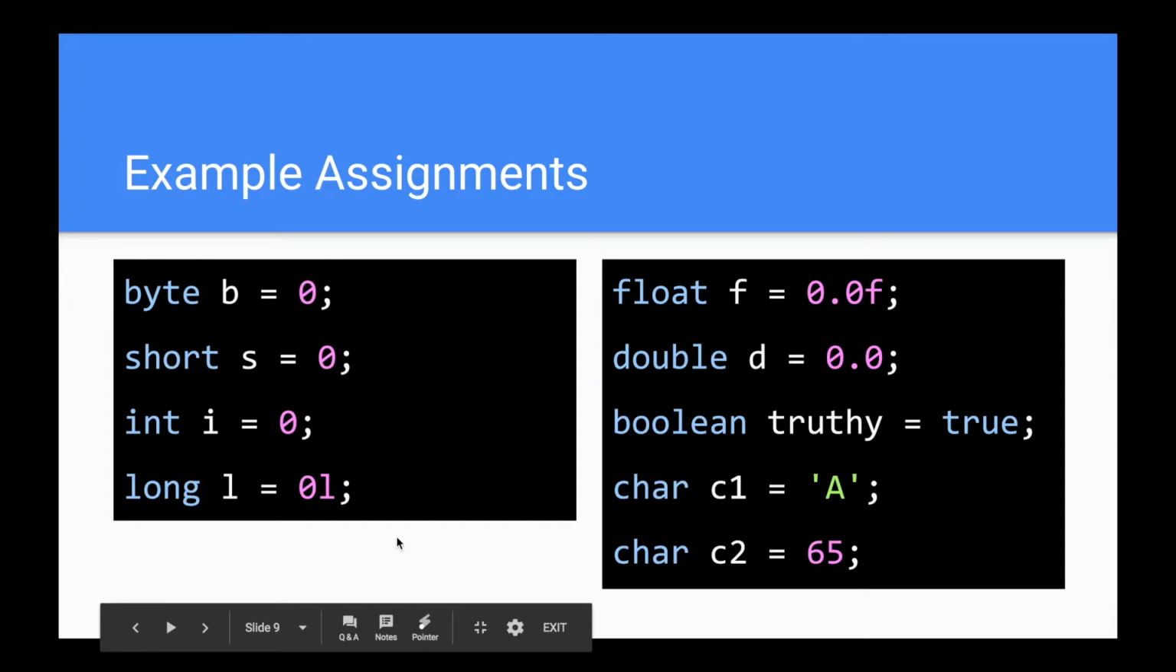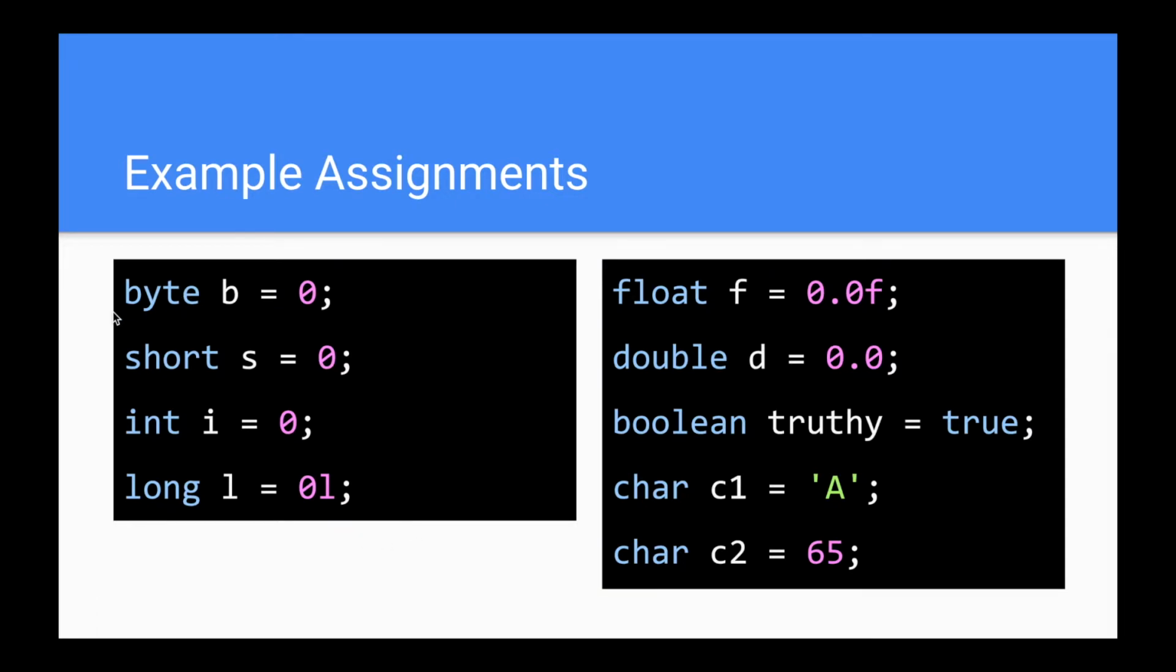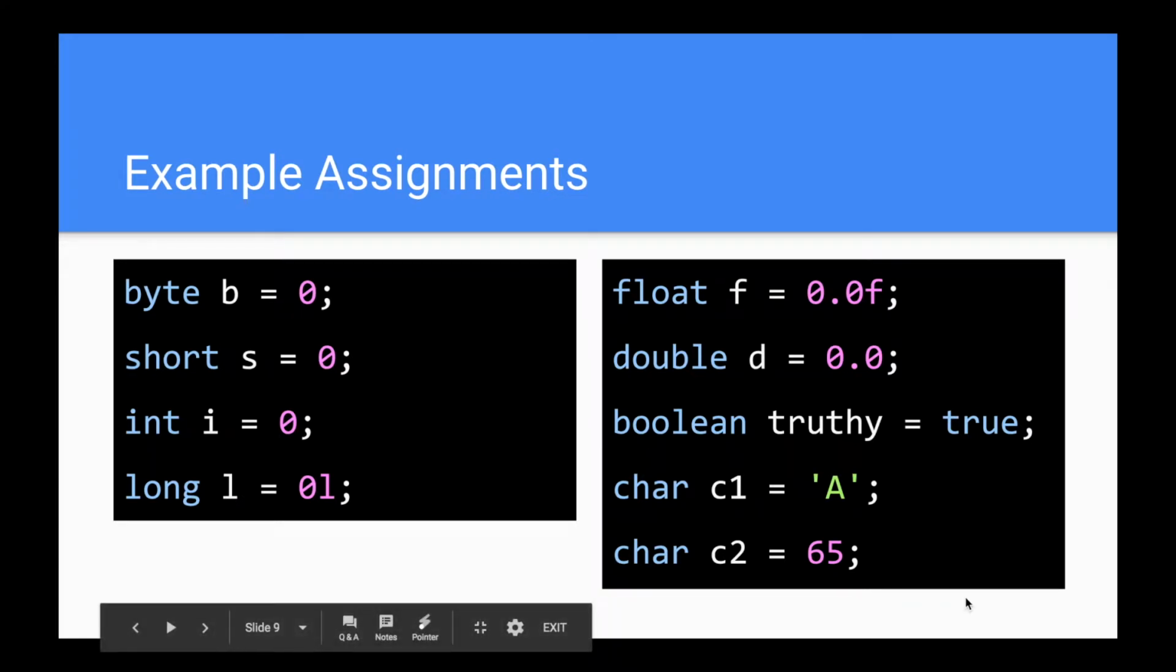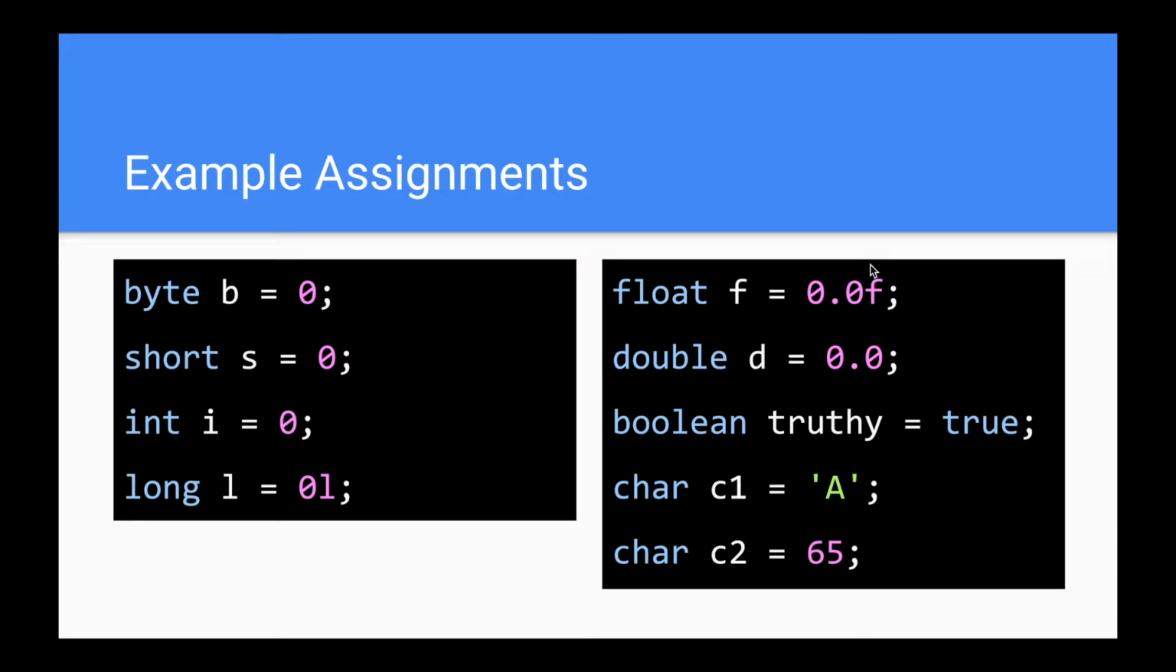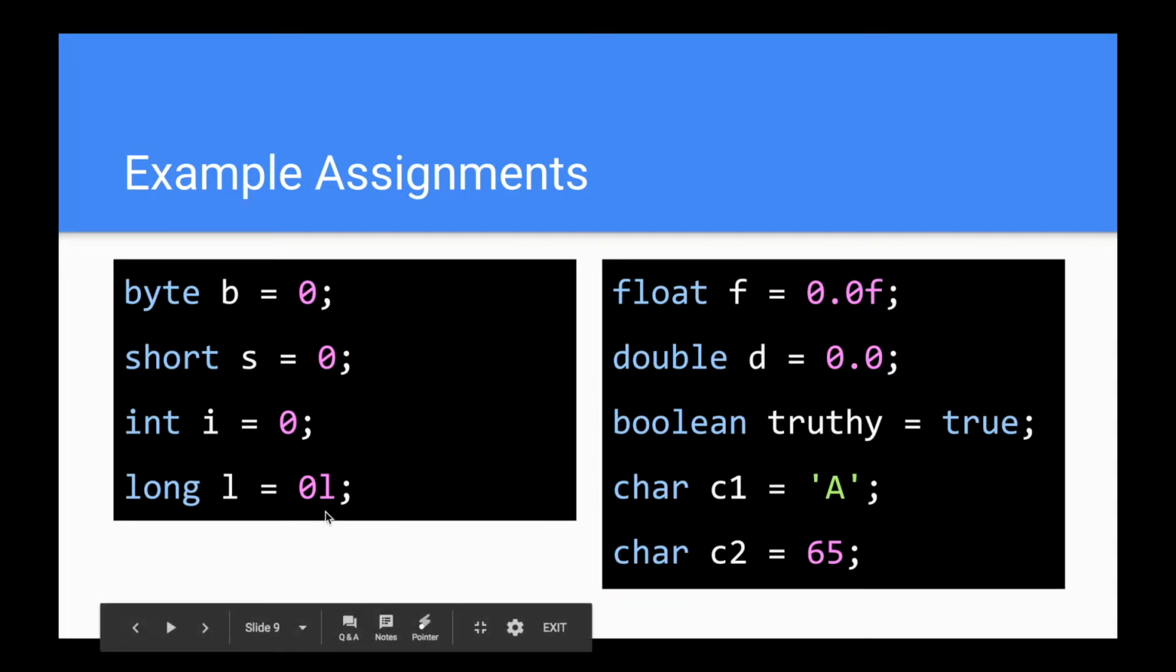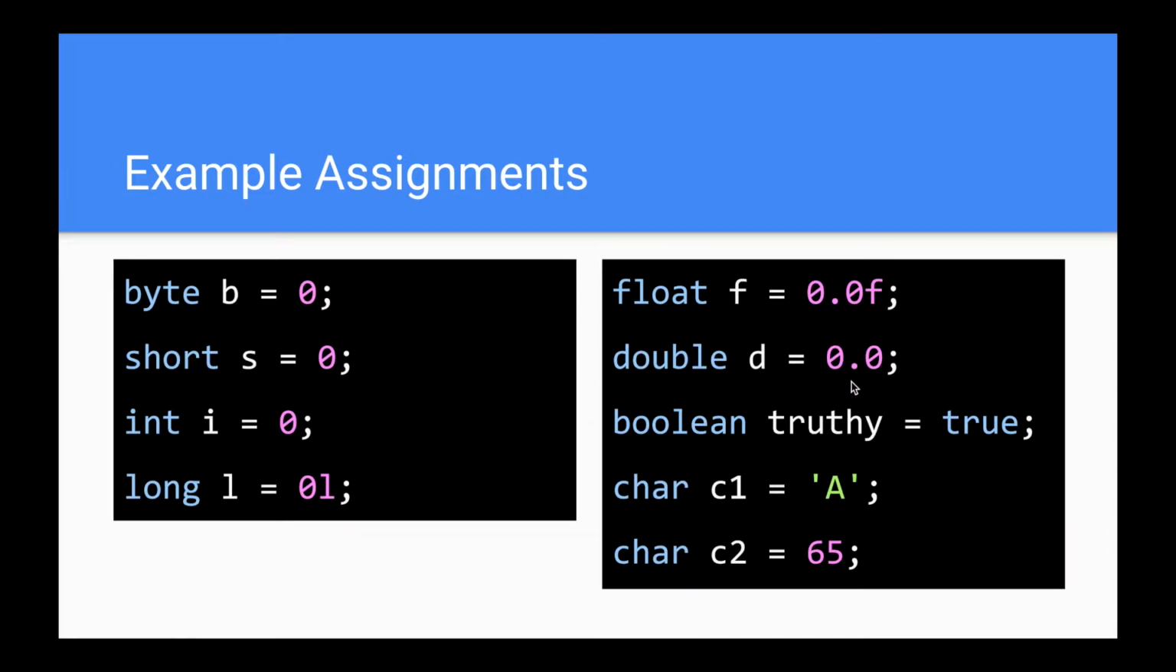So some example assignments. Here are all the whole number assignments. So it goes type, variable name, equals, single equal sign, and then the value you want to hold, and then semicolon. And then here are the declarations for the non-whole numbers. Float always has to have an F to denote that it's a float. Similarly, long always needs an L to denote that it's a long. And then for double, you can include the decimal place since it can be a non-whole number.